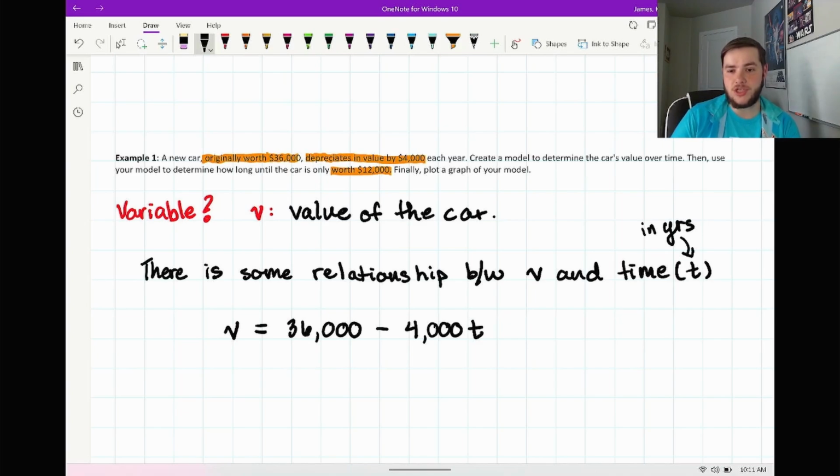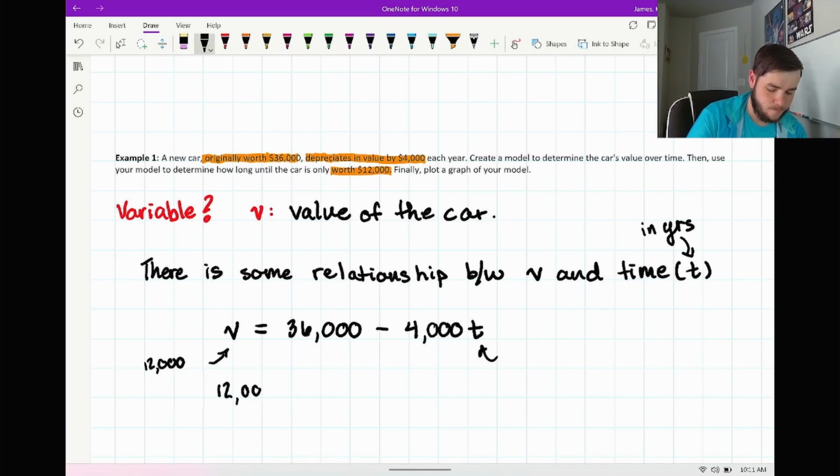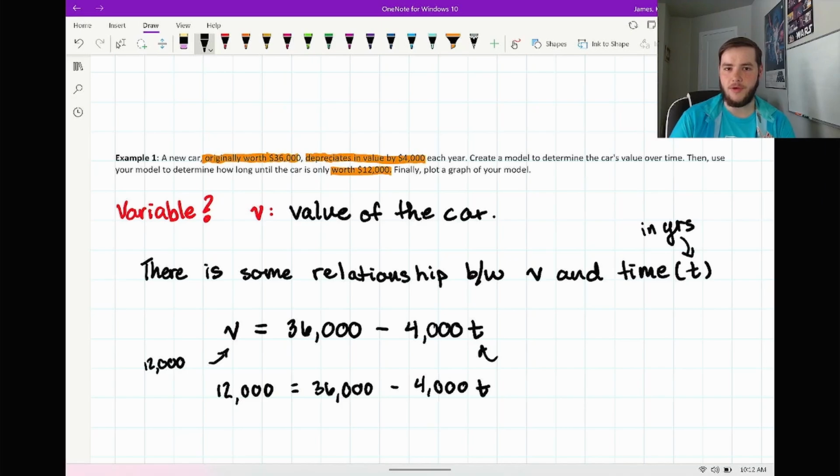The real question being asked in this problem is how long does it take, T, for the value of the car to be 12,000? That's a single variable equation, in particular a linear equation to solve. 12,000 equals 36,000 minus 4,000 T. Go ahead and pause the video here to see if you can find T.